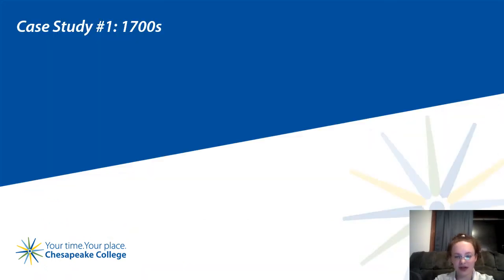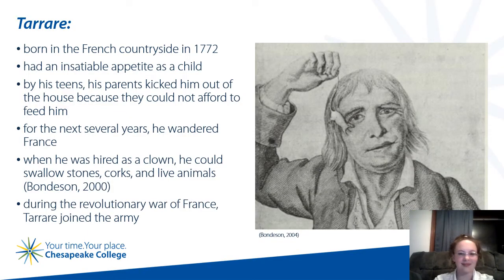So this first case study is about a man named Tarare. Buckle up. Tarare was born in the late 1700s in the French countryside just outside the city of Lyon. As a child, his appetite was insatiable, and his parents ended up throwing him out of the house because they could not afford to feed him.